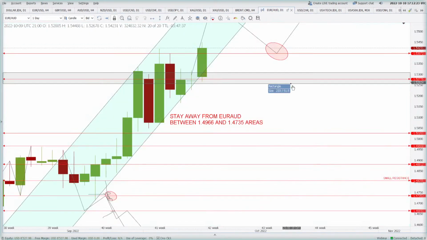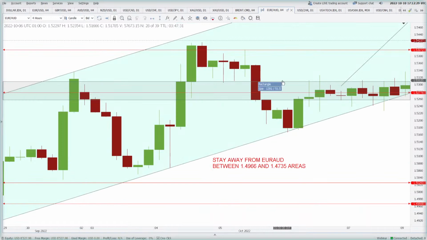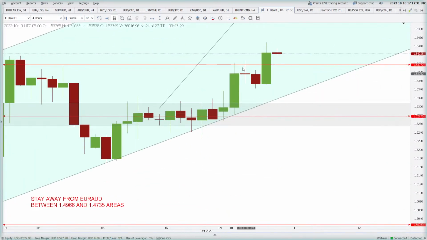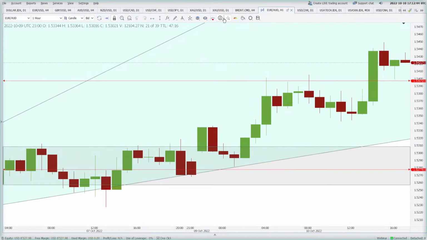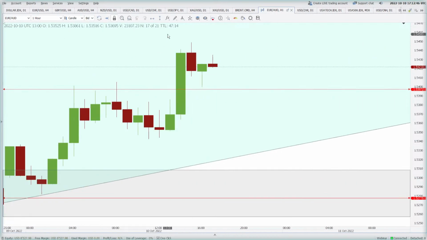1.5377. Are you sure? All right, let me check. But why will you keep a stop loss at 1.5377? There is no reason. Do you have any reason for that stop loss, or just because it is your lucky number?